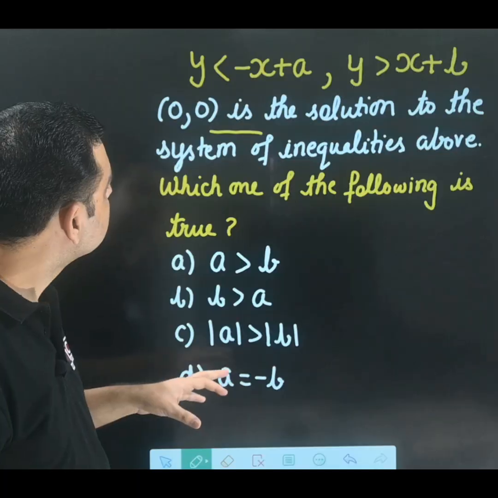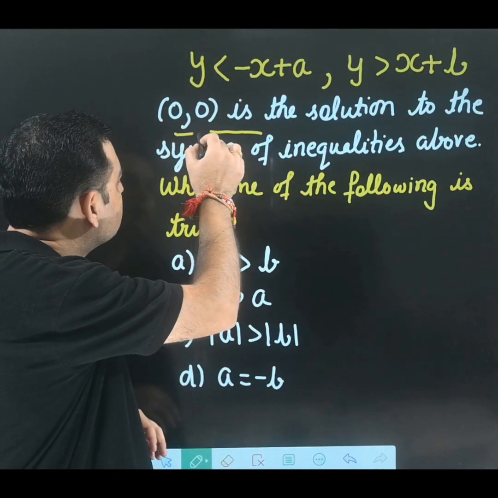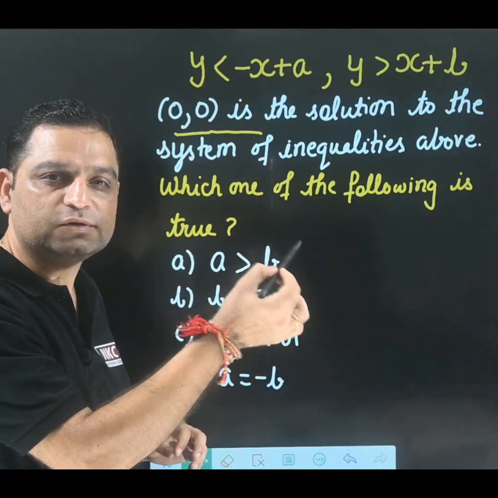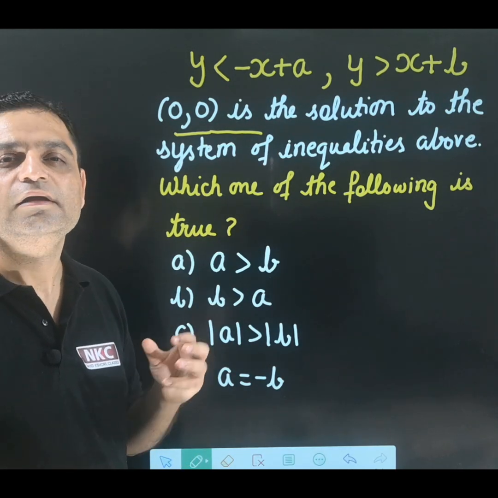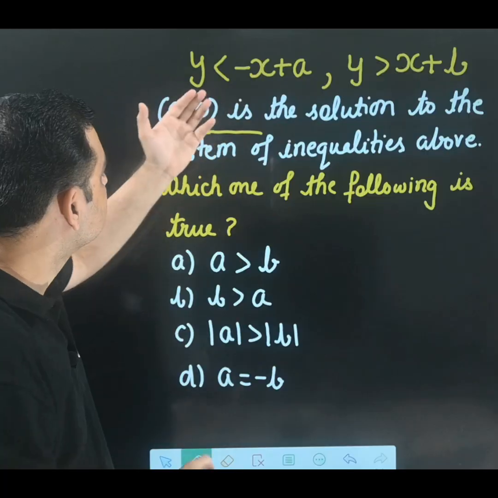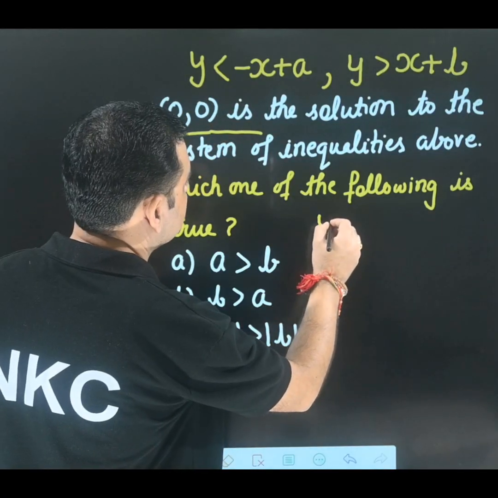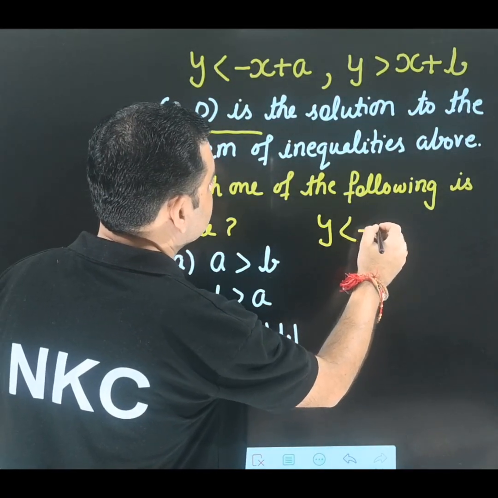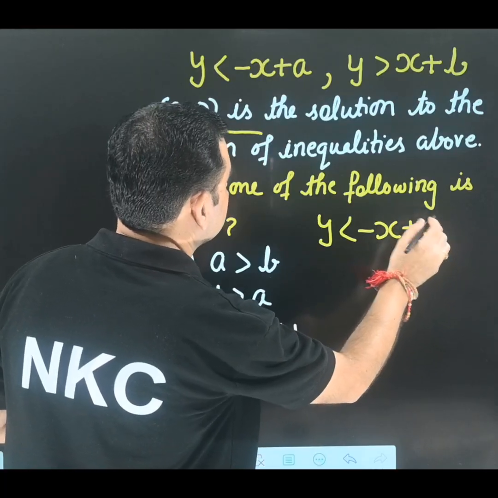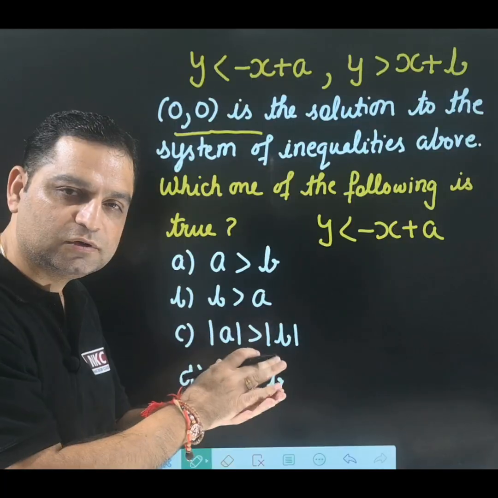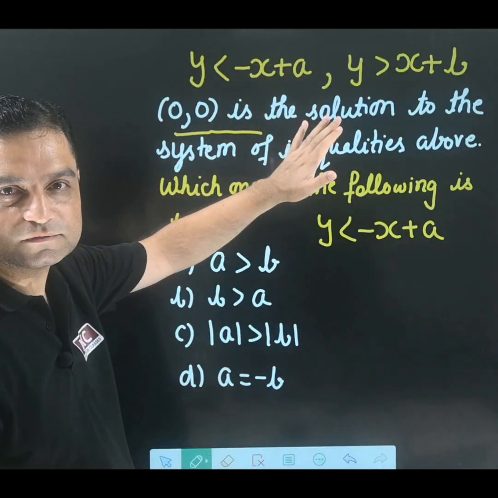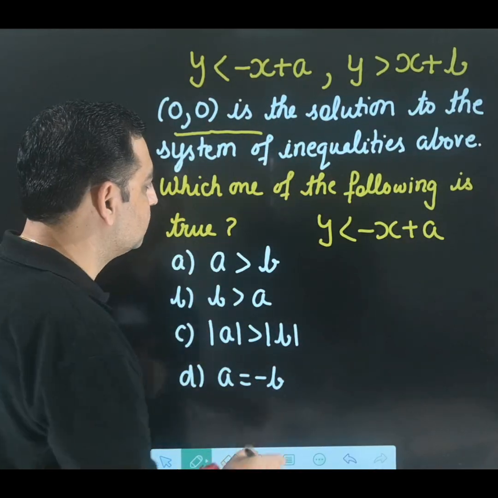And for that, let me tell you, when they have given the solution (0, 0) here, there must be some specific reason behind it, right? Let us try out this solution. My first inequation is y less than minus x plus a. (0, 0) is the solution, means x is equal to 0 and y is equal to 0. It satisfies both the equations. Let us try to substitute them.